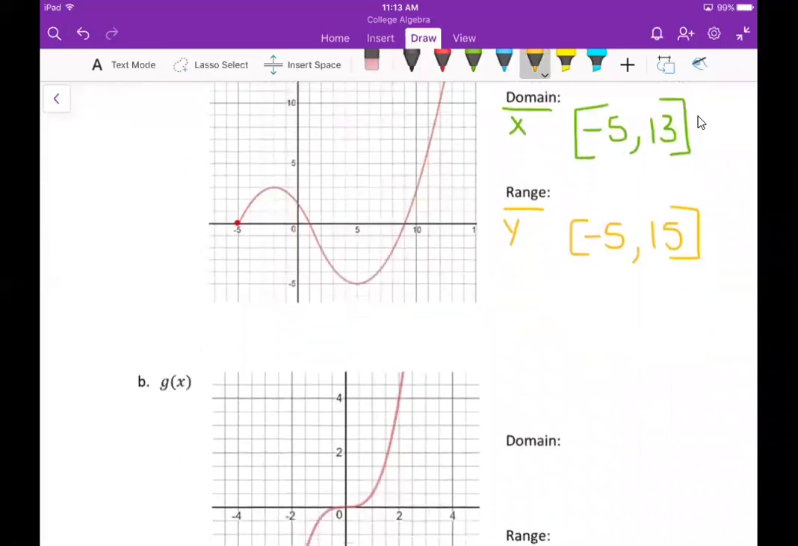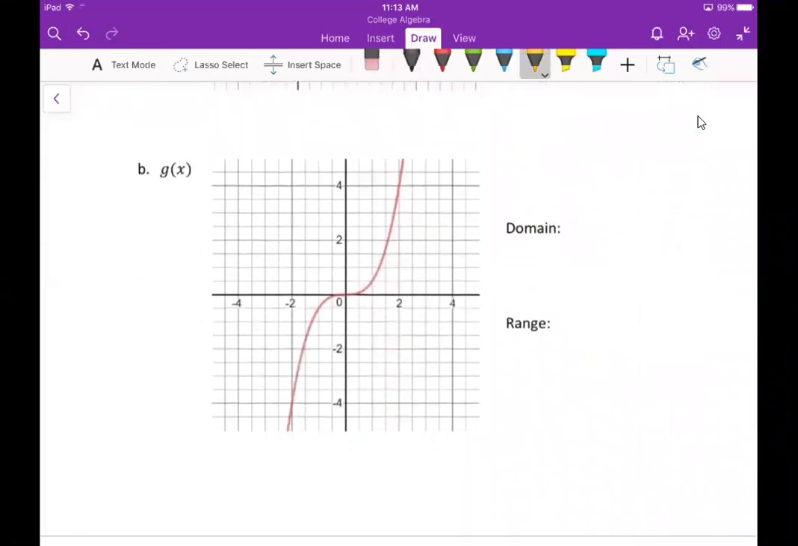Okay, so give this one a shot. This one's going to look a little bit different though, because here I don't have those clear endpoints, so I assume this graph goes on forever. So as you start to think about domain and your x values, is there any x value you cannot get to? And there's not, because this graph goes forever to the left and it goes forever to the right. It grows forever left and right.